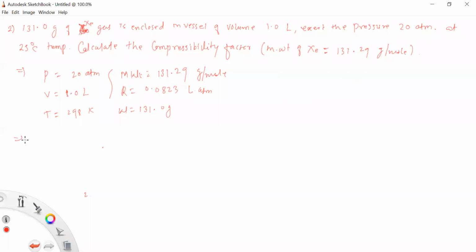Now by using the formula, which formula should we use for the calculation of this xenon compressibility factor? We know that the compressibility factor Z is equal to PV upon RT.